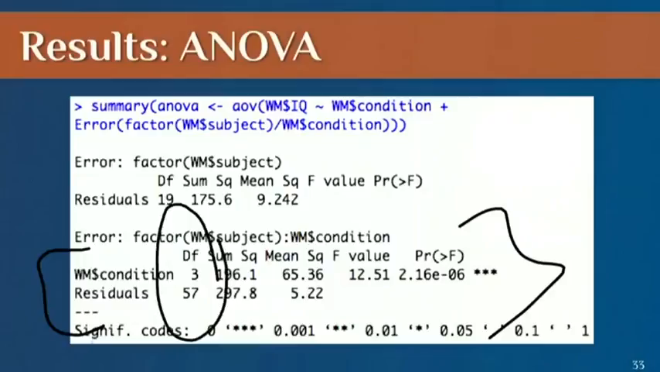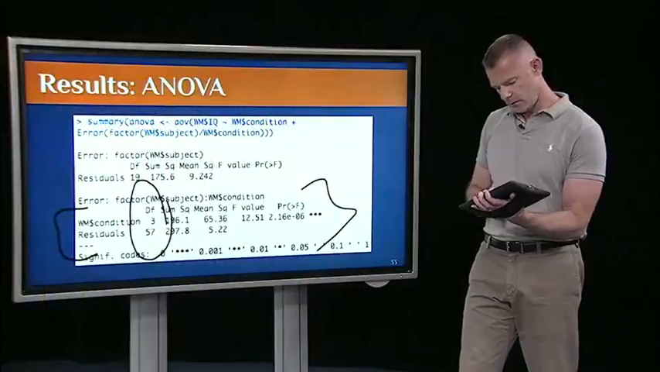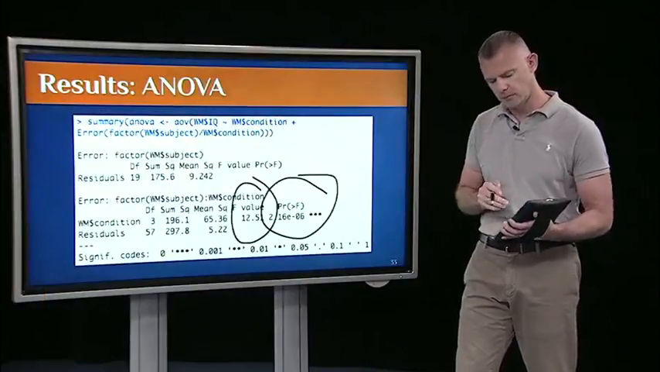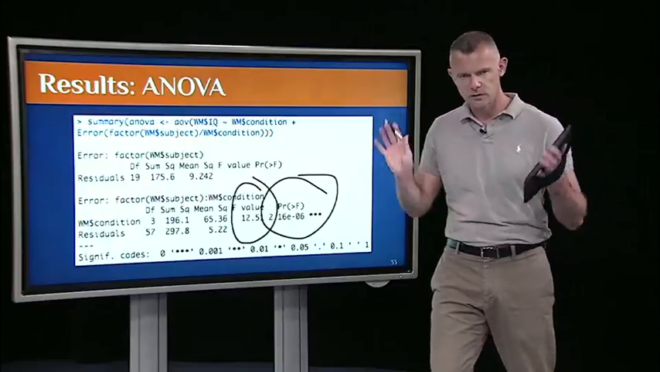So it's the product of degrees of freedom for subjects times degrees of freedom for conditions. So 19 times 3 gives you 57. And if we look all the way to the end here, we got a nice high f-value, significant effect.